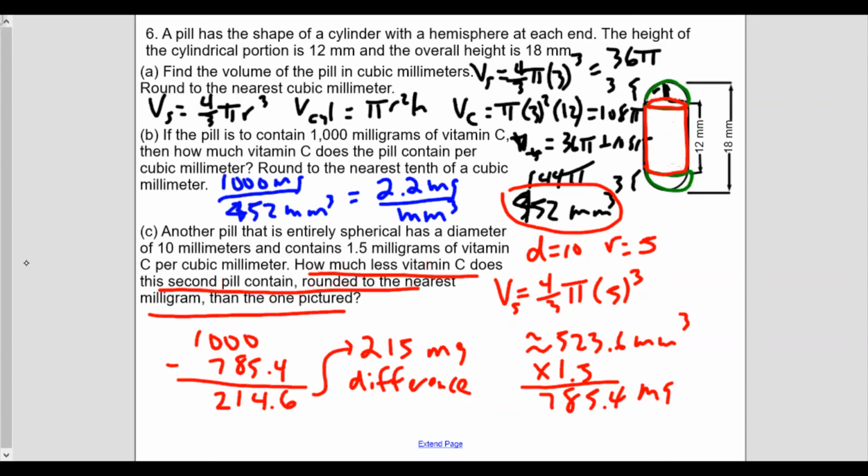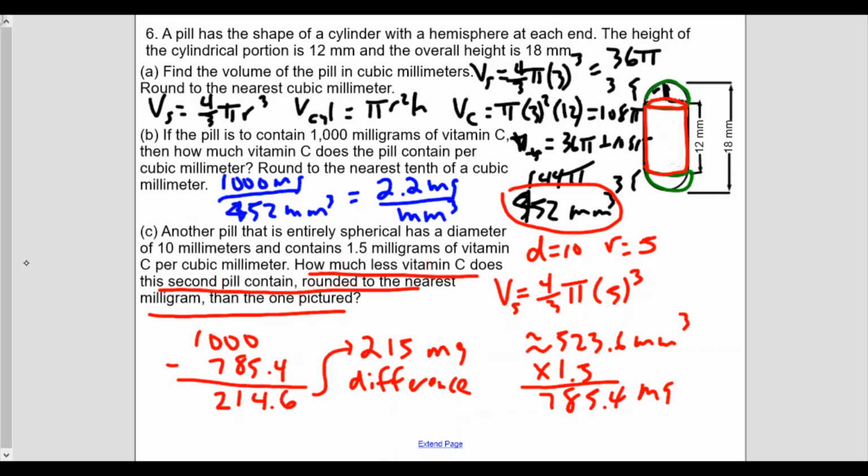I apologize for writing out the wrong number for it. And then from there, we would divide 1,000 milligrams of vitamin C in this pill by 452 to figure out how many milligrams per cubic millimeter. And in this case, 2.2 milligrams per cubic millimeter.